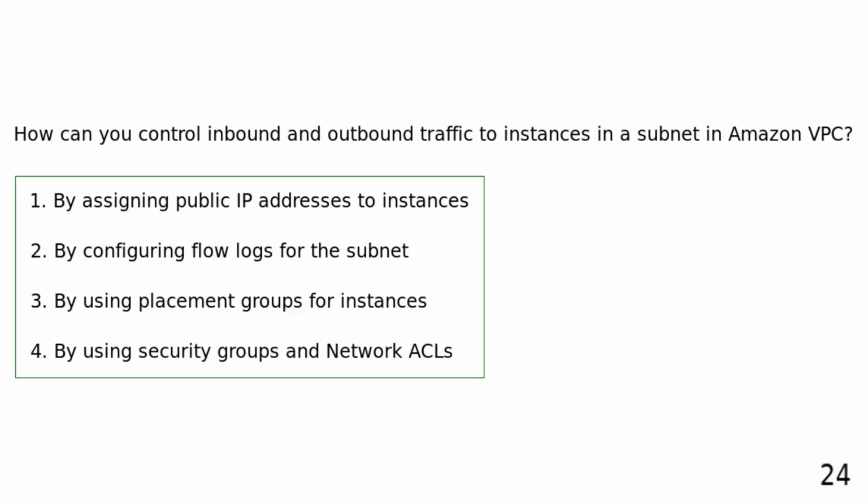How can you control inbound and outbound traffic to instances in a subnet in Amazon VPC? By assigning public IP addresses to instances. By configuring flow logs for the subnet. By using placement groups for instances. By using security groups and network ACLs.